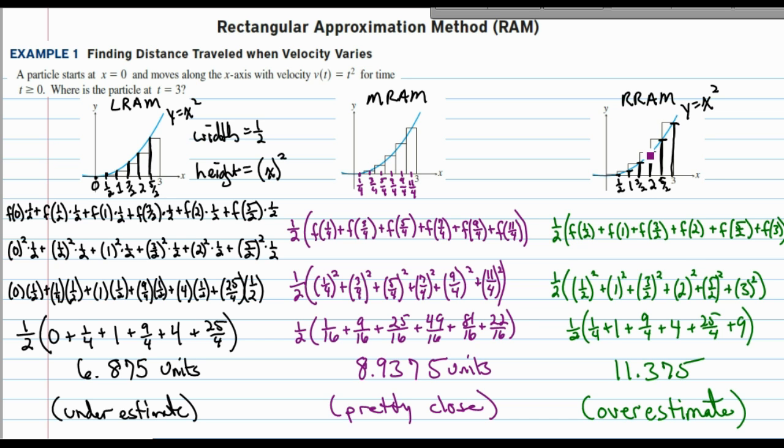Now our RRAM in this case is going to be an overestimate. We're going to use the right side of each of these rectangles. So we're going to start out with 1/2, the right side of the first rectangle, plug that in to get that rate. Then 1, then 3/2, then 2, then 5/2, and then we are going to use 3 for this one because it's the right side of the last rectangle. And that's going to be 11.375 units, which is definitely an overestimate because those rectangles would overlap the area under the curve.